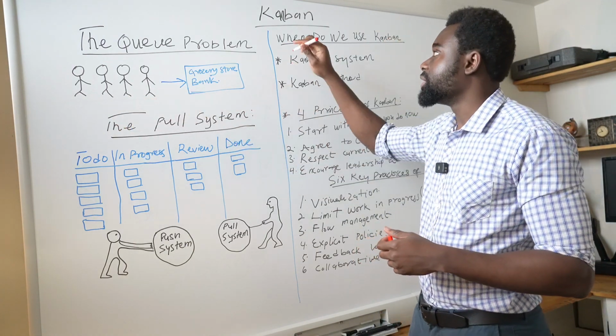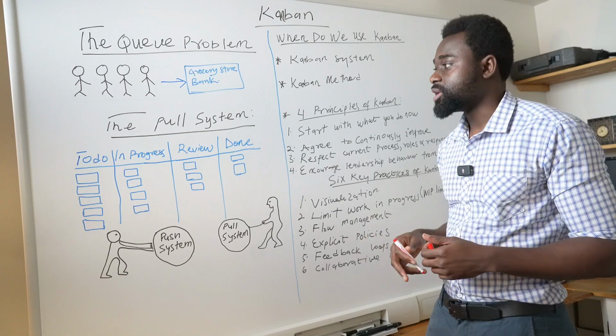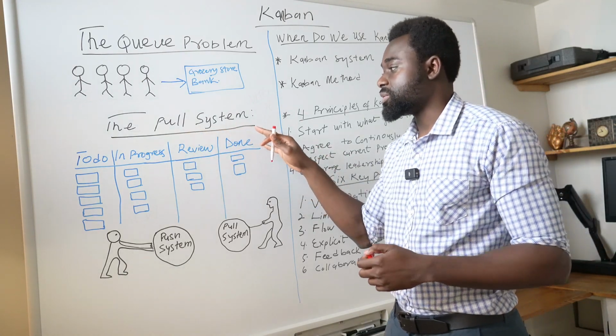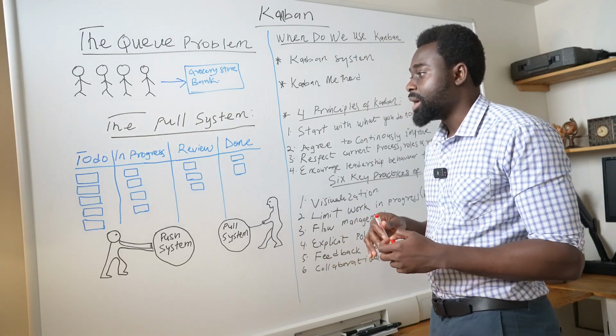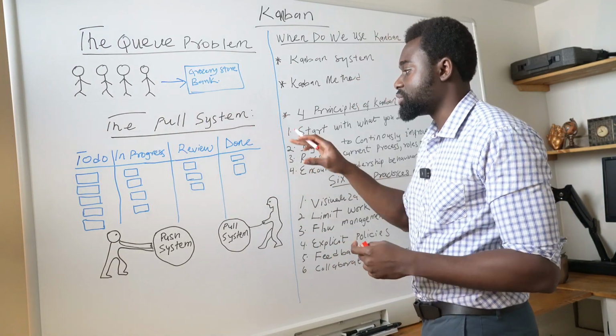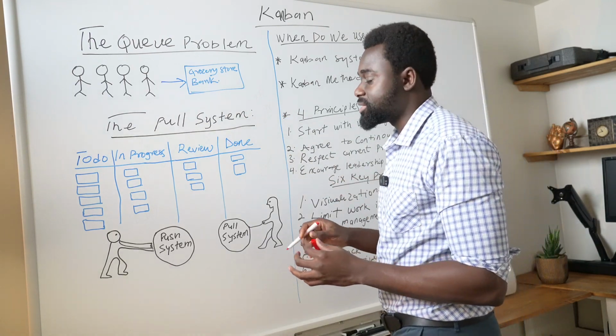So that's where the Kanban approach arises. But before we deep dive into Kanban, let's also talk about the pull system. So what is the pull system? The pull system is when we have to pull items to be worked on. Let's take it for example.